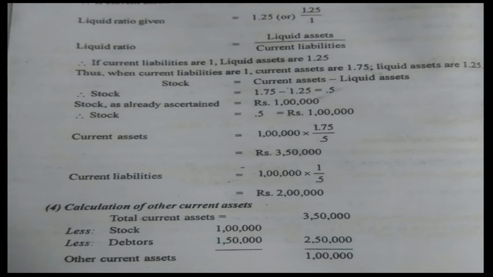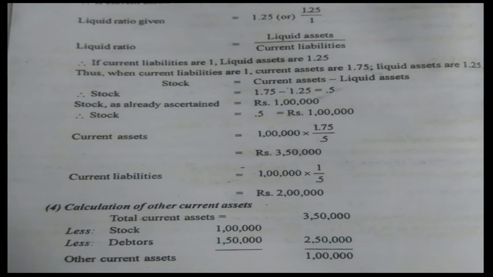If 0.5 is 1 lakh, we already know what the stock value is, isn't it? We already found the value of stock. The stock is 1 lakh. Therefore, 0.5 is equal to 1 lakh, that is the closing stock value. What will be for 1.75? Naturally, it has to be 3,50,000. Then what will be for current liability 1? It will be 2 lakh. We are substituting here. That's it.